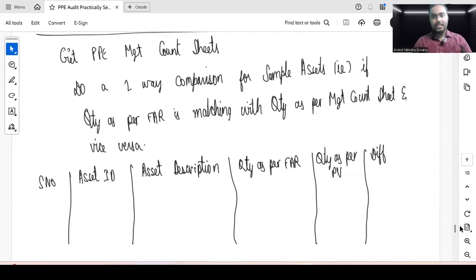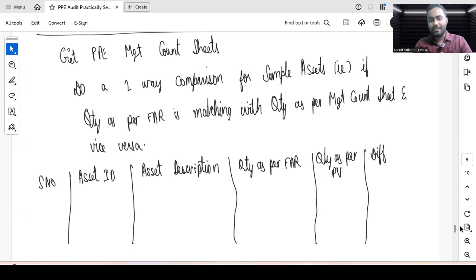So basically, the management would have done physical verification of PPE. In some cases, you will also attend the physical verification of PPE, which is usually an unpredictability procedure. There is no compulsion for you to attend the same. However, as a part of unpredictability, you can definitely attend the physical verification of PPE to get comfort over the fact that everything is perfectly fine. So let's say you are getting the PPE management count sheets for the count which is done by the management for property, plant and equipment. You will do a two-way comparison for sample assets. That is, you will check whether the quantity as per your fixed assets register is matching with the quantity as per the management count sheet.